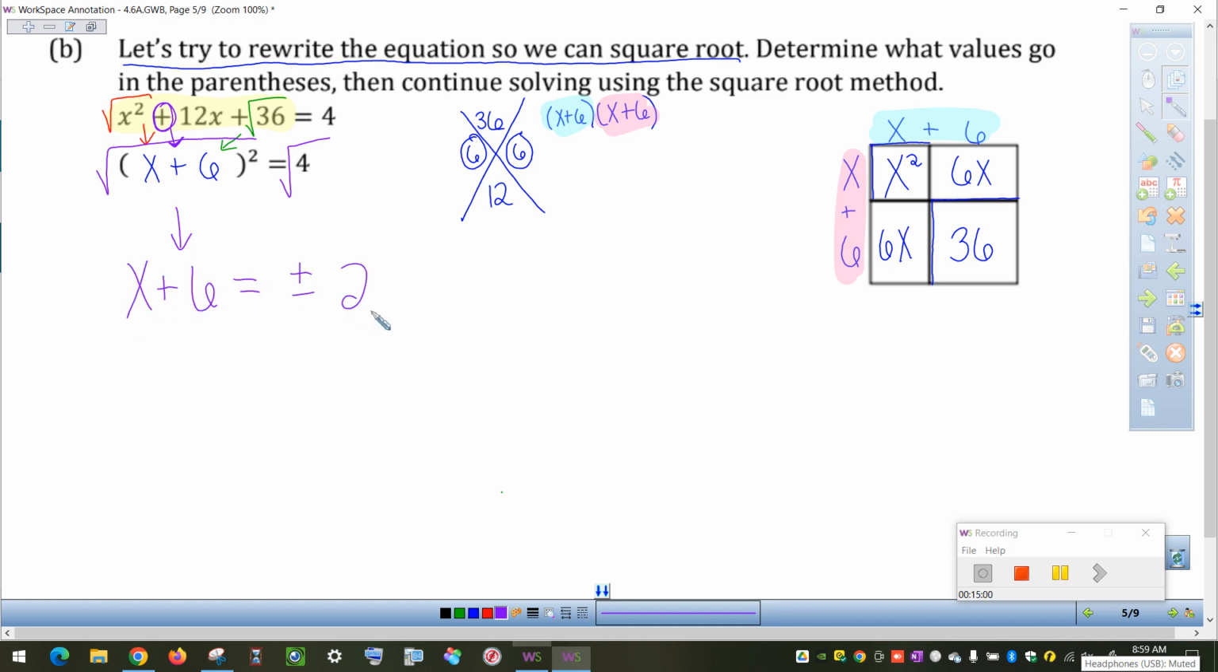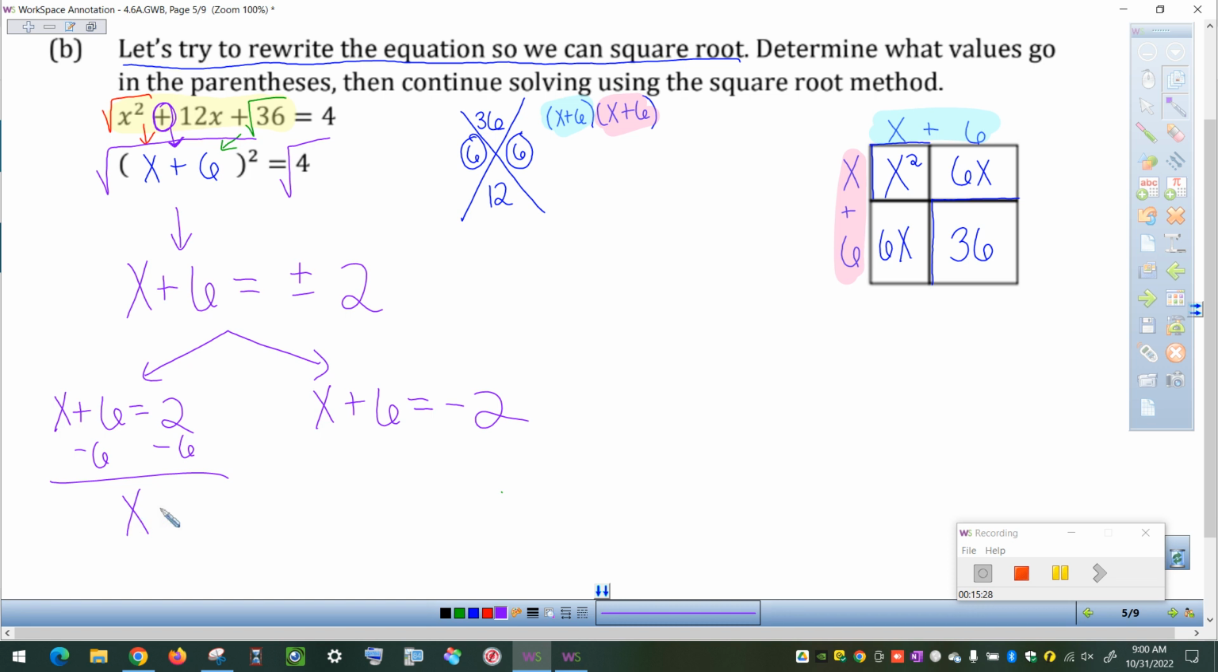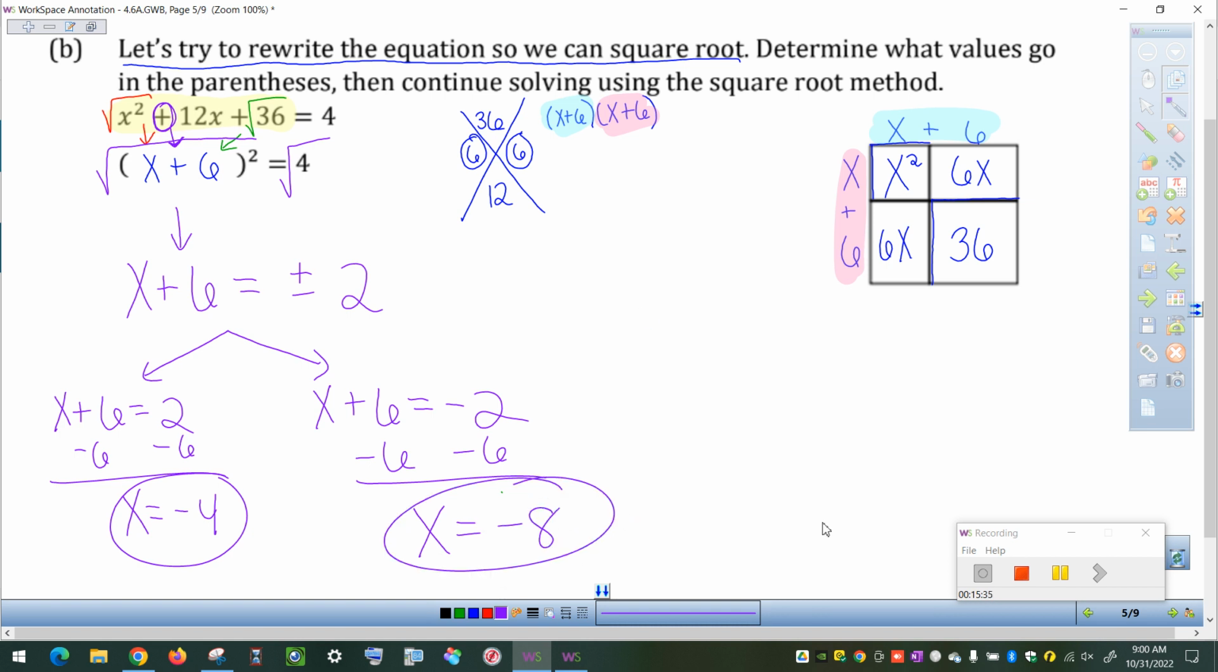On the other side, the square root of 4 is 2, yes, but it could be positive 2 or it could be negative 2. So we're going to put that plus or minus sign to represent those two possibilities. Now, in solving for x, there's two equations that we're going to write. So either x plus 6 could be 2, or x plus 6 could be negative 2. And so when we subtract 6 from both sides, we get two answers. X could be negative 4, or x could be negative 8.